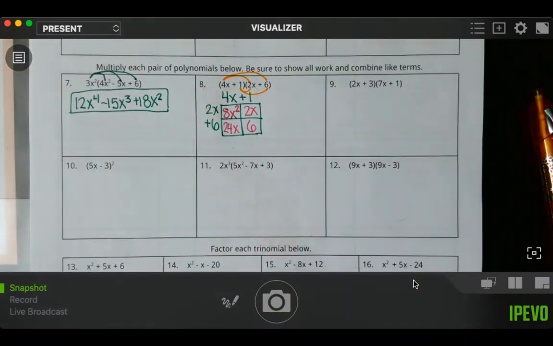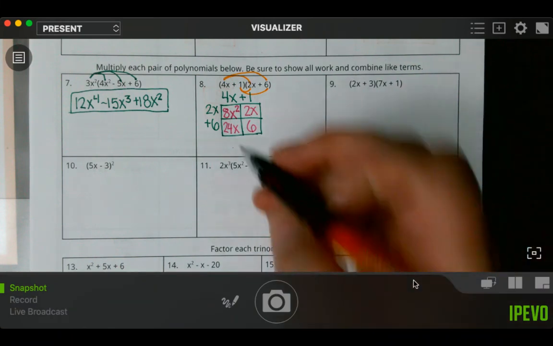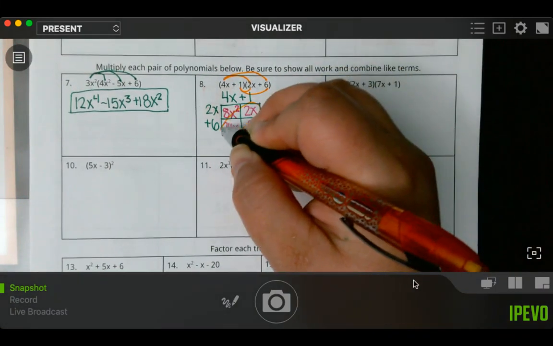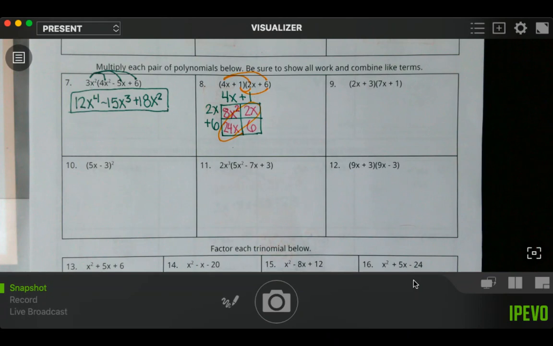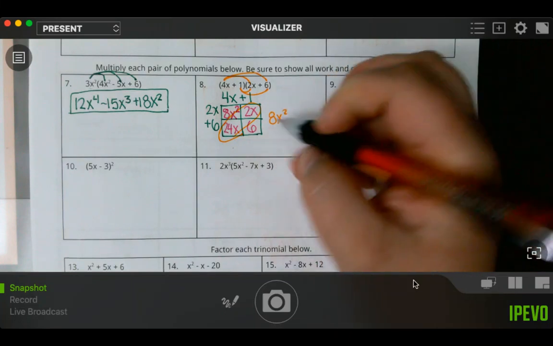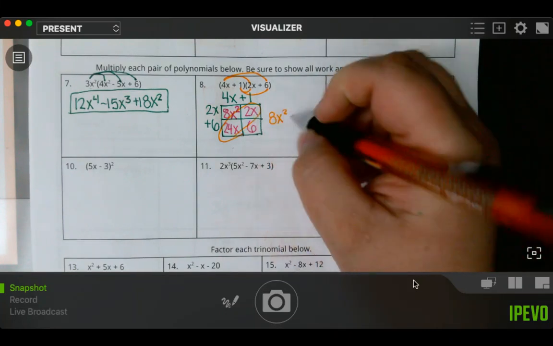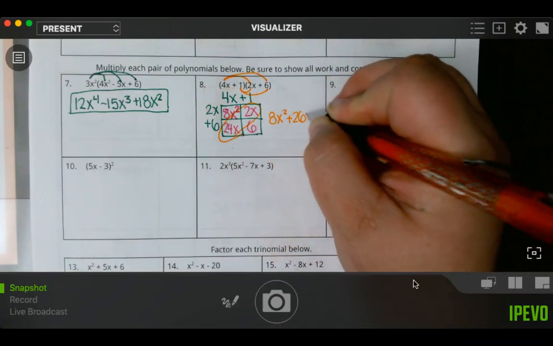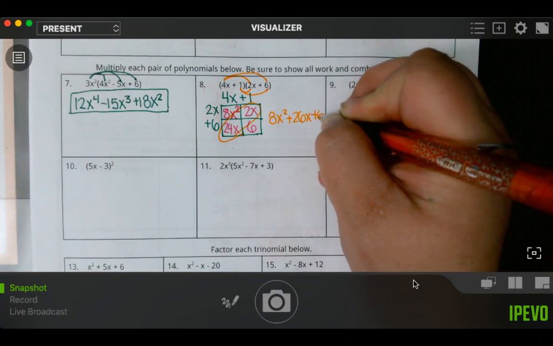The other thing that the box kind of helps with is, after you do that, you're supposed to add these two together because they're in the diagonal and they both are regular x's. The 8x squared stays. 24 plus 2 is 26x, and then the 6 at the end.